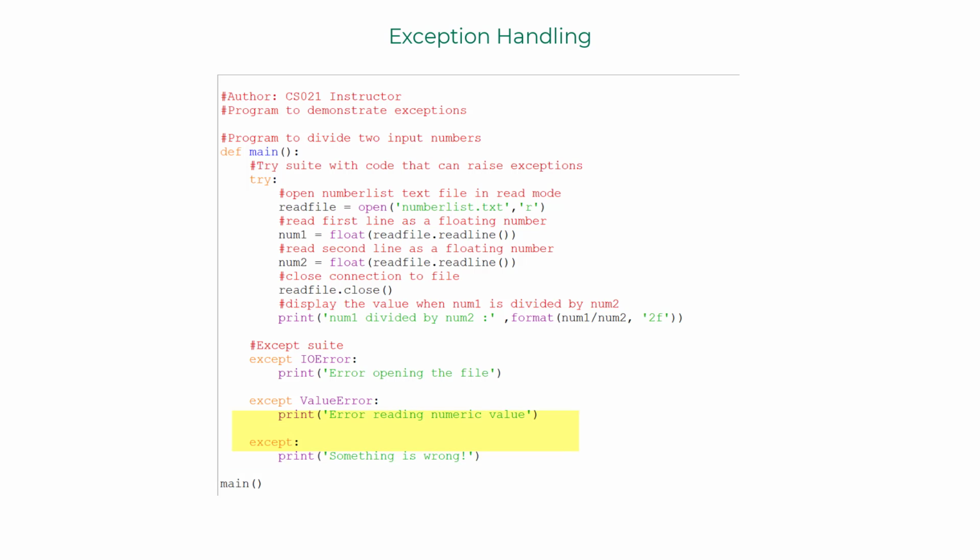Let us start with this line. If the file is not present in the specified location, and because we are opening it in read mode, it is going to throw an IOError exception. If either the first or second line in the file is non-numeric, it is going to throw a ValueError exception. And for all the other errors not explicitly listed in the except suite, the generic except clause will get executed. In here, that will happen when the denominator is a 0 and a ZeroDivisionError is not explicitly handled.